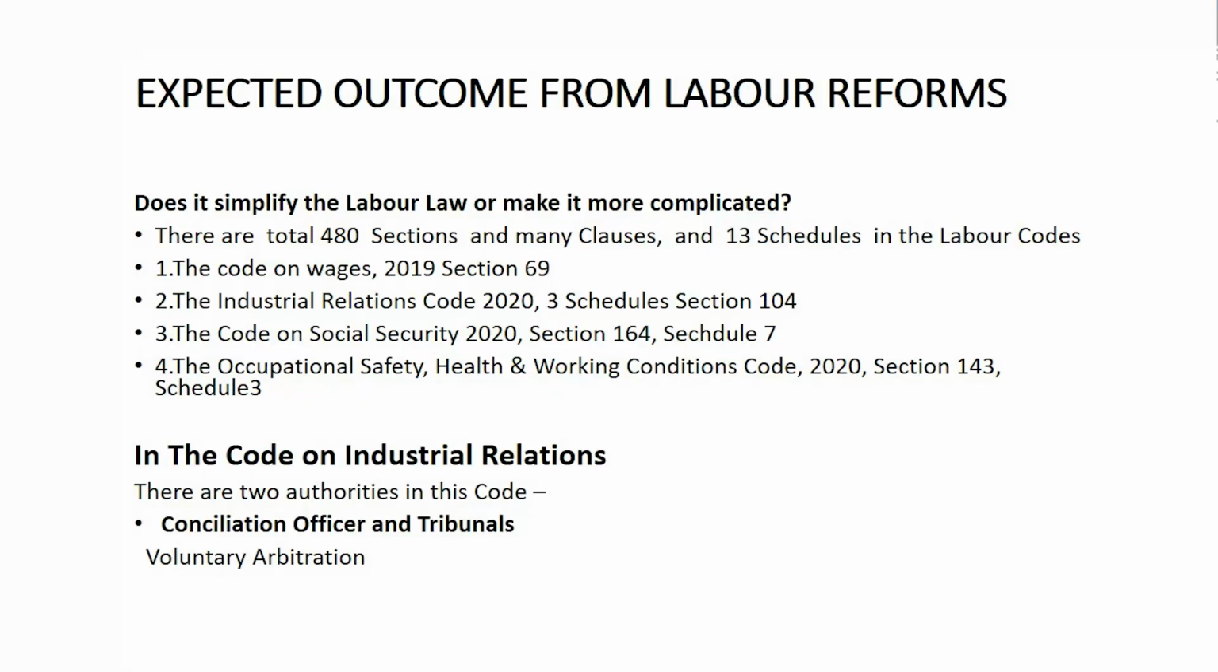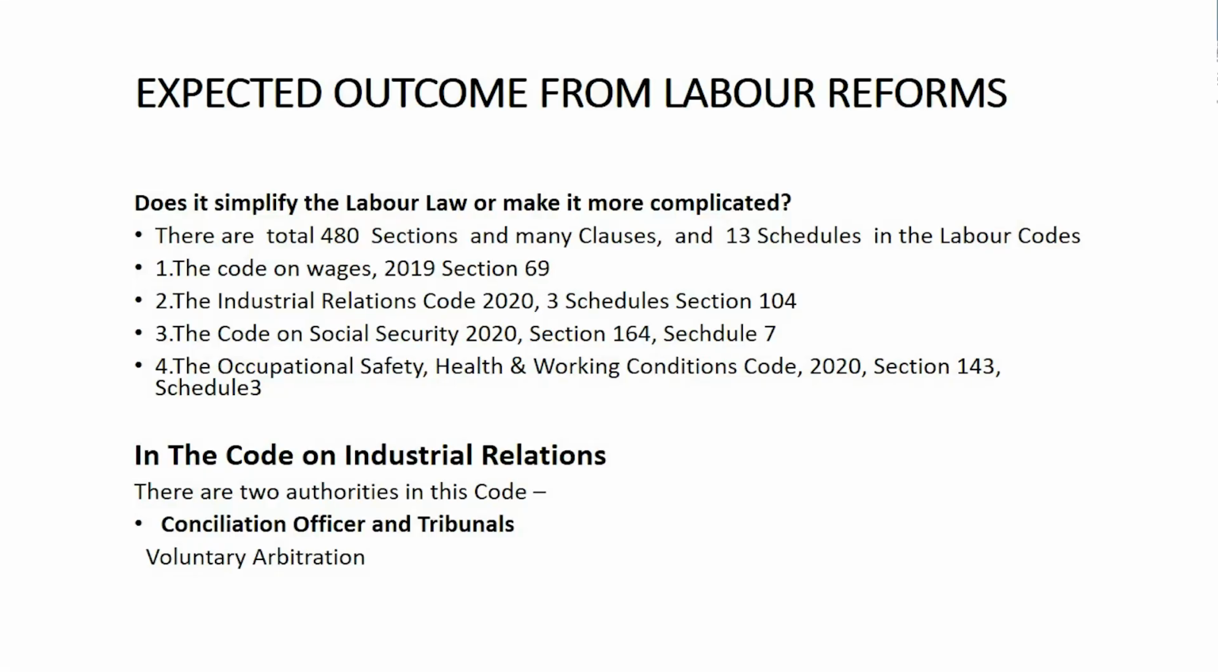So out of these reforms, what is the outcome? Does it simplify the labor law, or does it complicate it further? This is the problem, because we now have so many sections. In the code on wages, 4 legislations have been amalgamated. In the code on occupational health and safety, 13 legislations are there. In the code on social security, 9 legislations have been simplified and amalgamated into it. That's why the question here is whether we are going to make the labor law more simplified or more complicated.